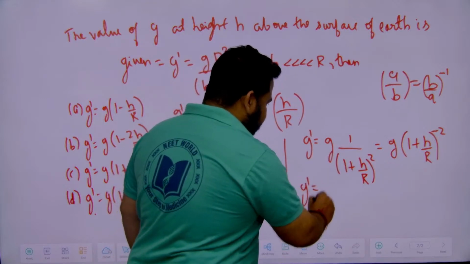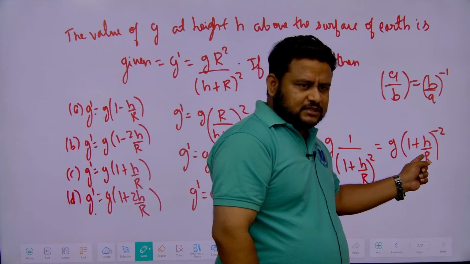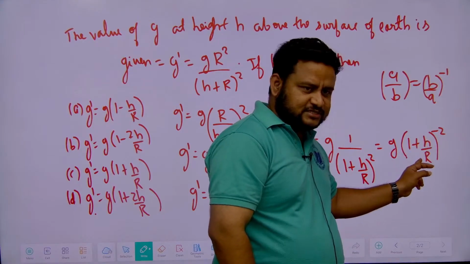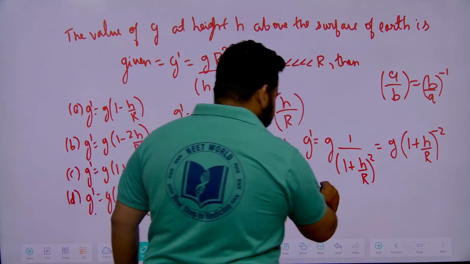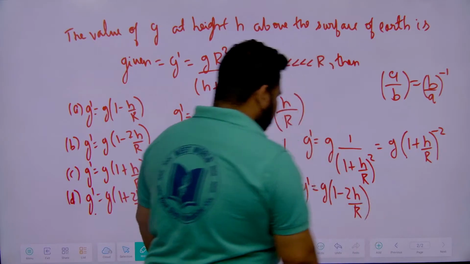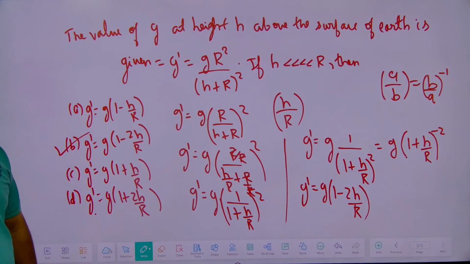Next step: this H by R is very small compared to 1. So I can bring this minus 2 inside. G dash is equal to G into 1 minus 2H by R. We got the answer. What is the option? Second option.